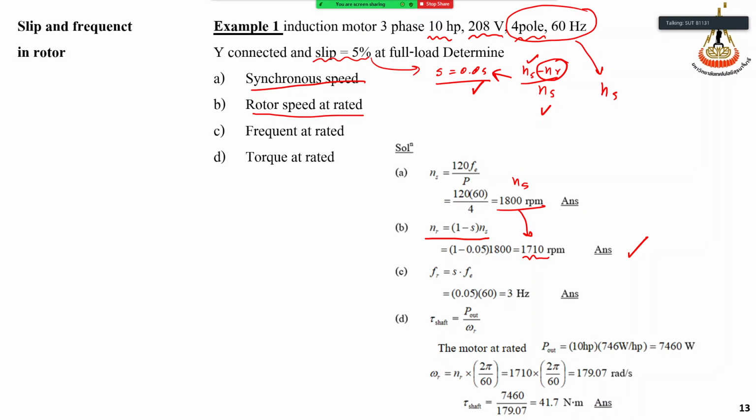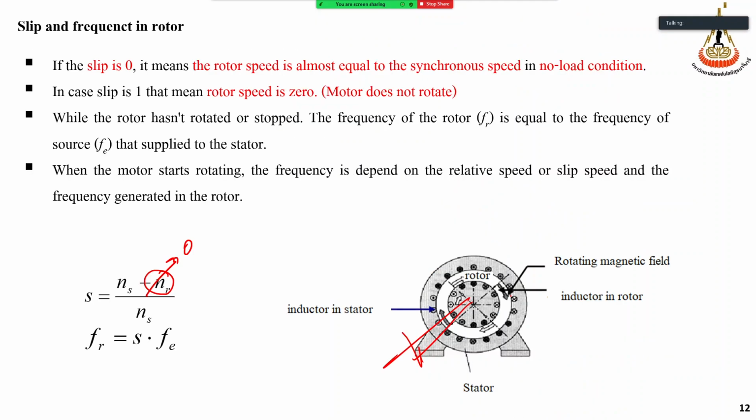And then the frequency of the rotor. We can use Fr equals S times Fe. The frequency of the rotor is equal to 0.05 times 60 hertz, which is 3 hertz. This is the frequency of the rotor.